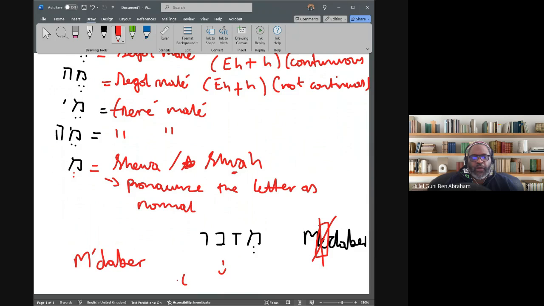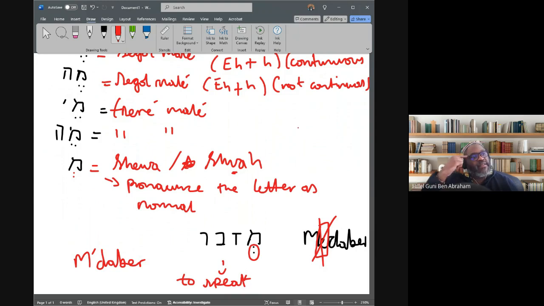It's your first verb. The first verb that you learn in Hebrew is to speak, medaber. So what do you see in medaber? You see a shva, because it's medaber and not me-daber.